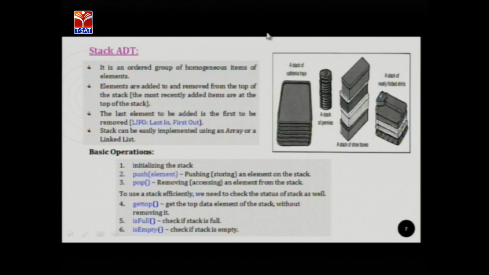From the picture, we observe examples: a stack of trays, a stack of pennies, a stack of shoe boxes, a stack of neatly folded shirts. These are things we observe in our daily life, like in hotels, shopping malls and in our homes also. The things are arranged in a stack format.